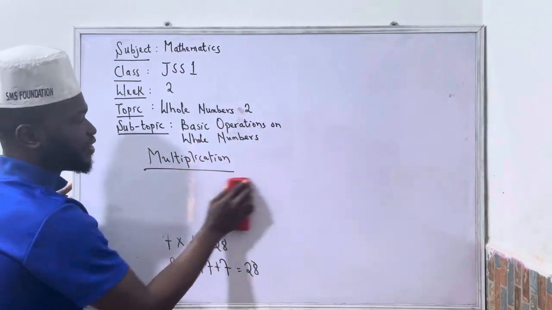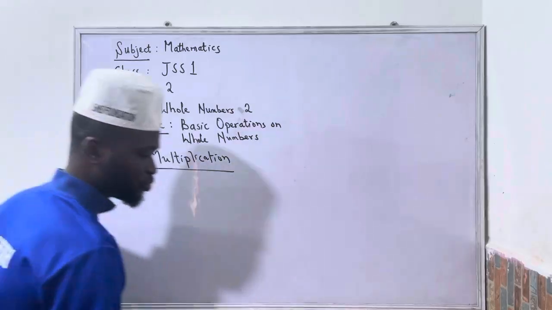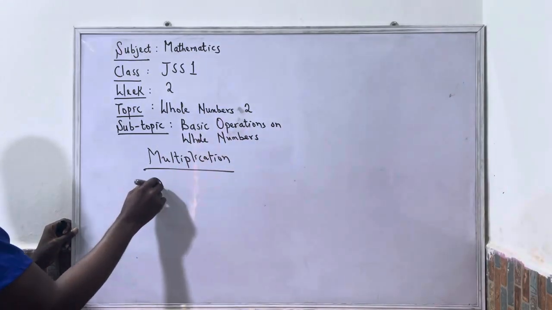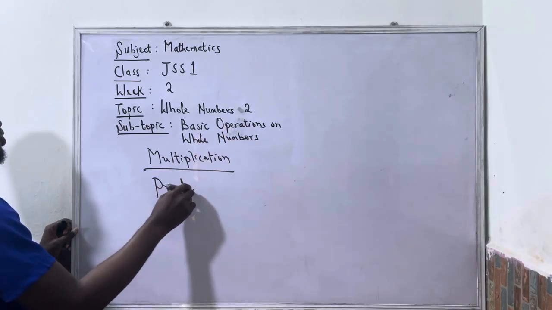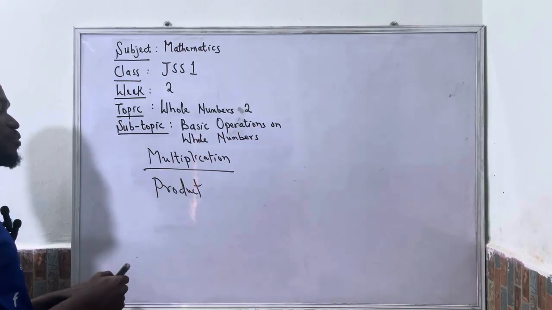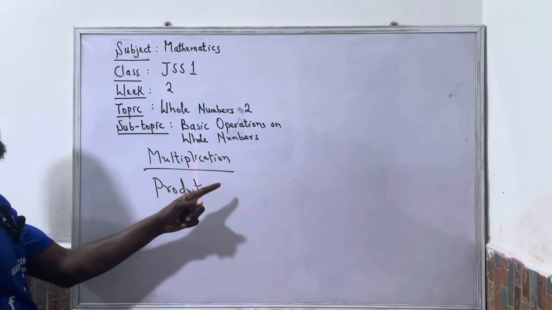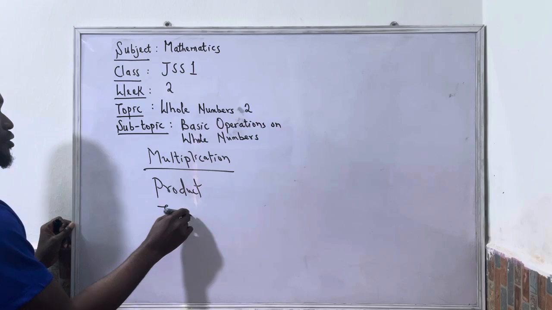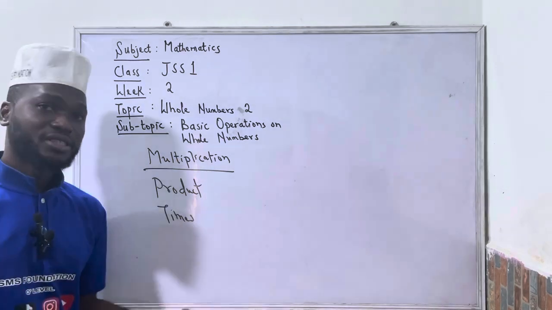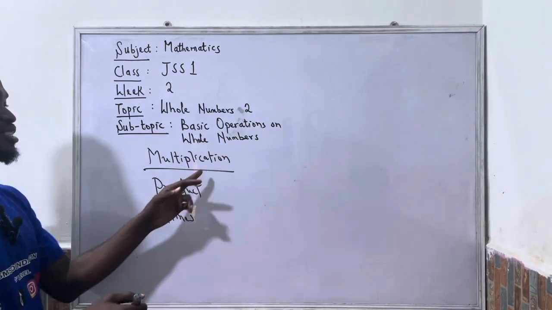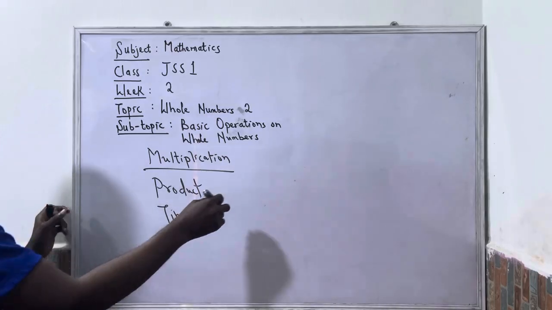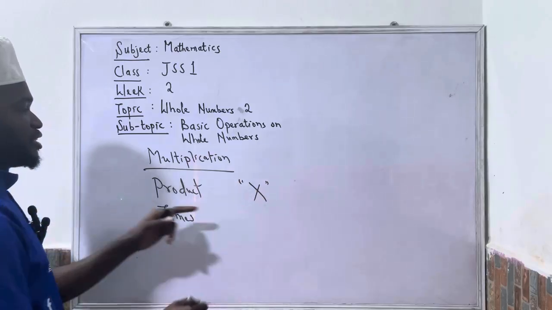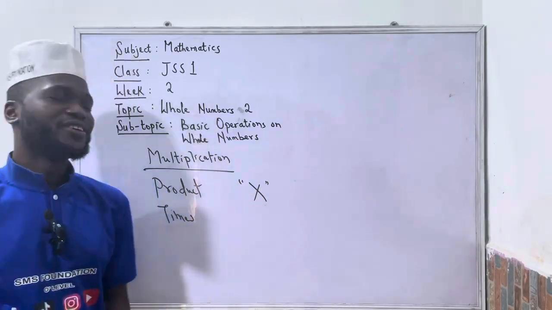Now, however, we have other words that represent multiplication. We have something like product. Another way to say multiplication is to use the word product, or you use the word times. Now, what is the symbol that we use for multiplication? That is crossing two lines like this. This represents multiplication. Very good.